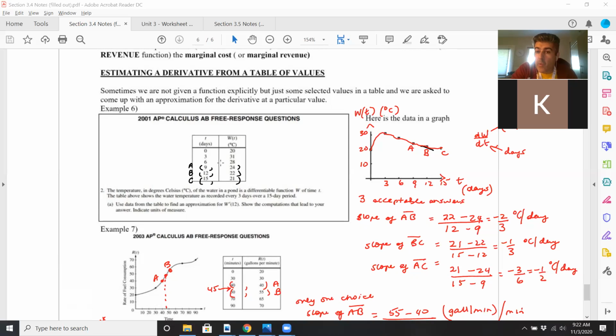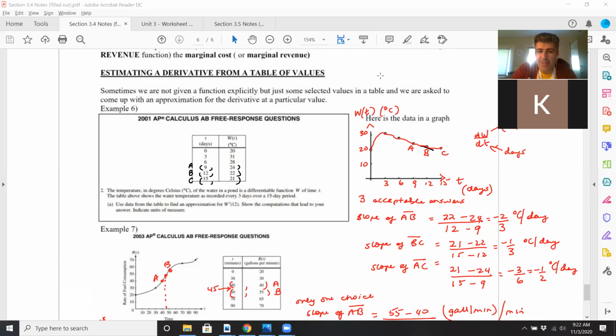Now, you don't have an equation for W, but don't worry about it. If you have 2 points that are below and above 12, like when T is 9 and T is 15, then what you could do is you could just draw a secant line between 9 and 15, and just assume that the tangent line at 12 would be the same as the secant line between 9 and 15.